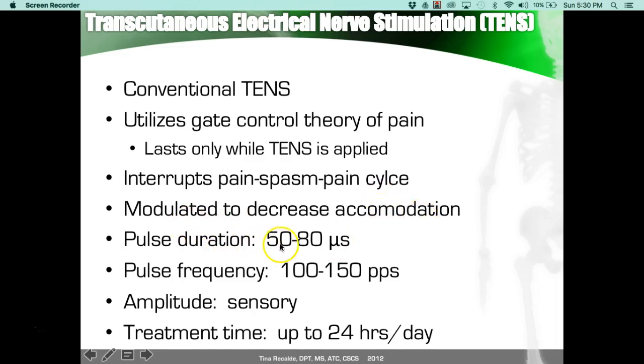The pulse duration is somewhere between 50 and 80 microseconds, which, remember, has to be less than 80 to get a sensory response. If we go over that, then generally speaking we get a muscle contraction, which is not what we're looking for with a sensory response. The frequency is somewhere between 100 and 150 pulses per second. We want a sensory, submotor, comfortable tingle, so we do not want a muscle contraction with this one. We can treat up to 24 hours in a day, or we can do a 20 to 30 minute treatment in the clinic or at home.